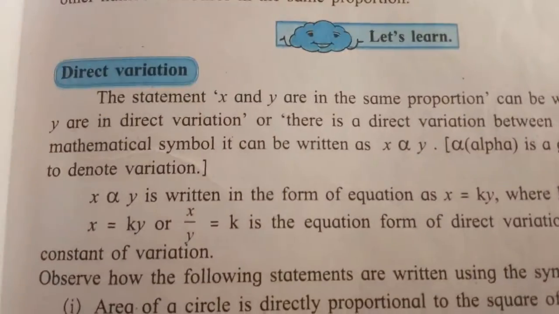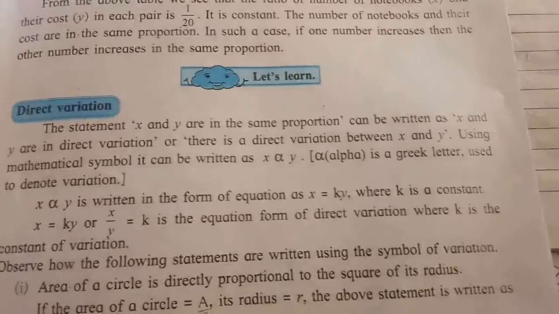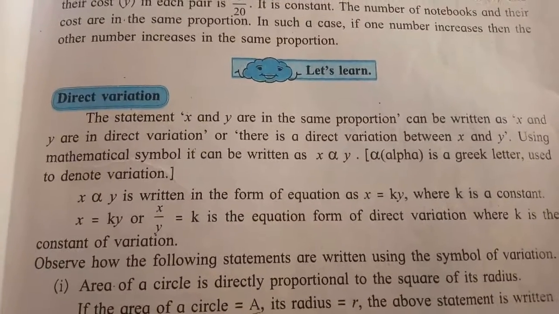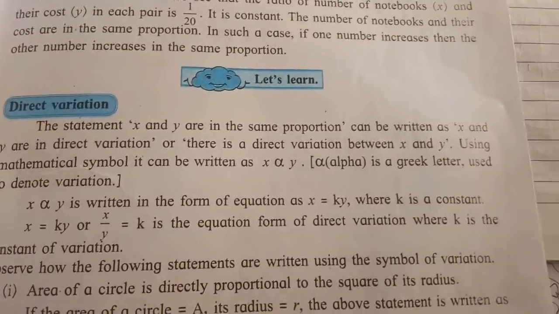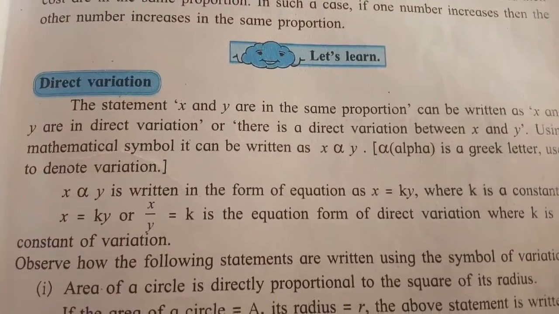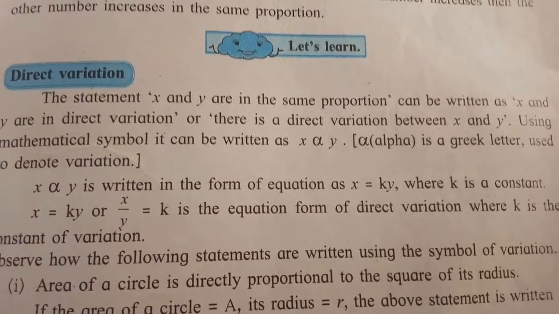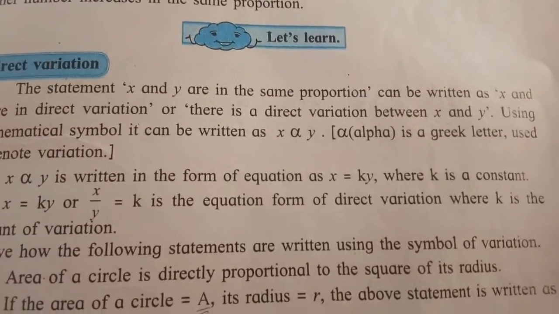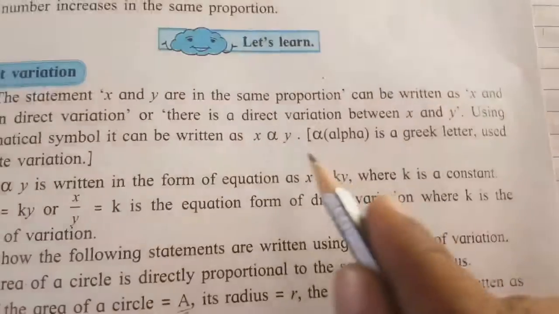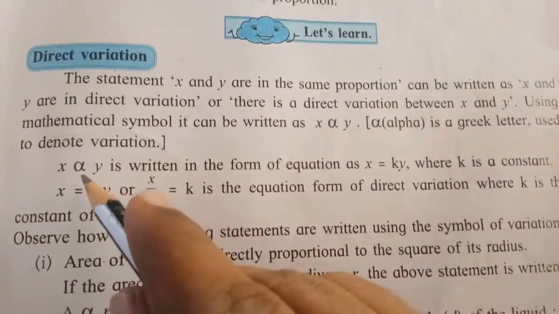So first, direct variation. The statement "x and y are in the same proportion" can be written as "x and y are in a direct variation", or "there is a direct variation between x and y". Using the mathematical symbol, it can be written as x ∝ y. This symbol is called alpha, a Greek letter.